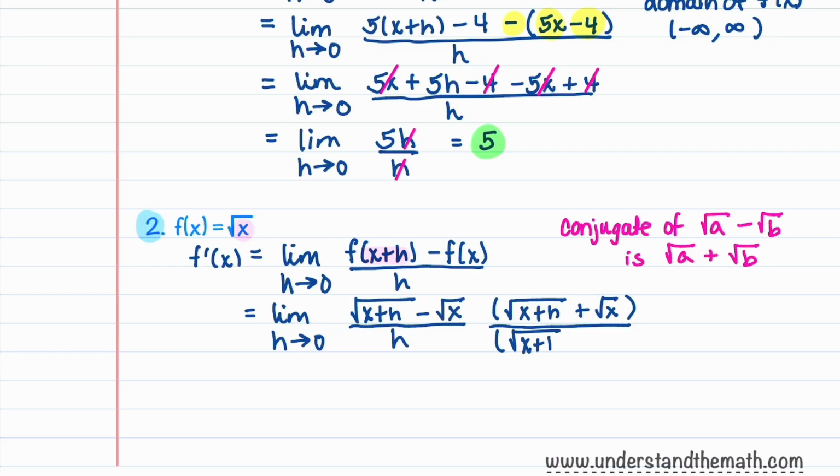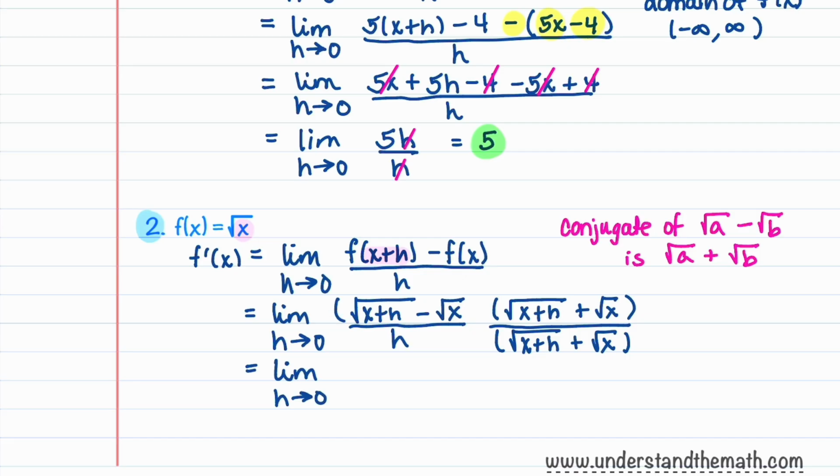And the reason that we have to do that is we can't change the limit. So we can only multiply by 1, which is what we just did. Now let's go ahead and use the FOIL method to solve this.